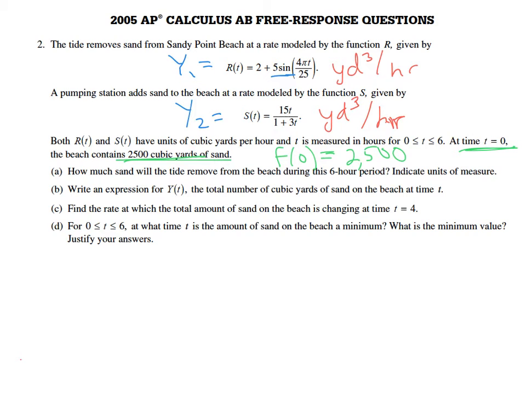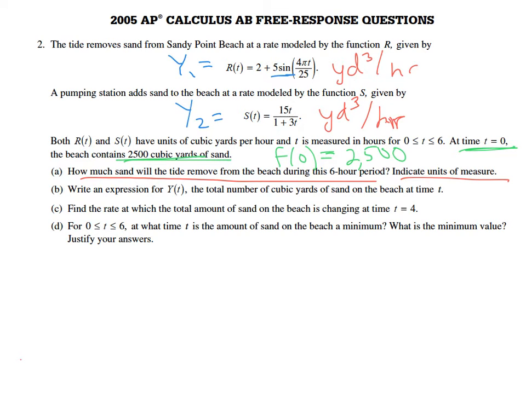I think we're ready to start part A. How much sand will the tide remove from the beach during this 6-hour period? Indicate units of measure. And I think I told you when we were going through one question, if you look at the number of sentences that are in each part of your free response question, a lot of times that is an indicator of how many points you're going to get for the question. So if we're looking at part A, I'm picking out that part A is going to be 2 points. How much sand? That's your 1 point. And then your second point, you're going to get a point for putting units with your answer and getting the answer.